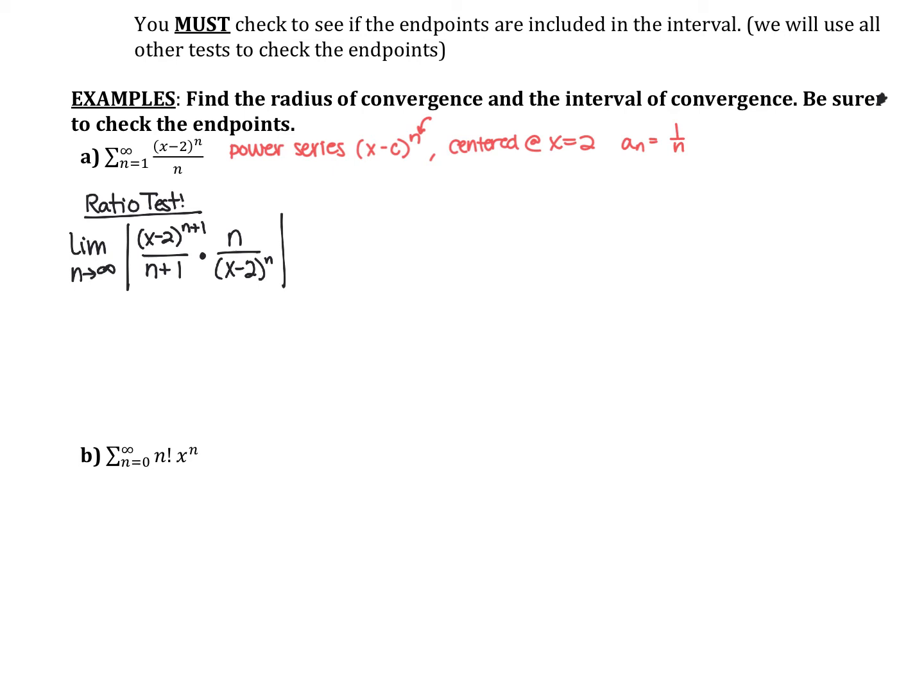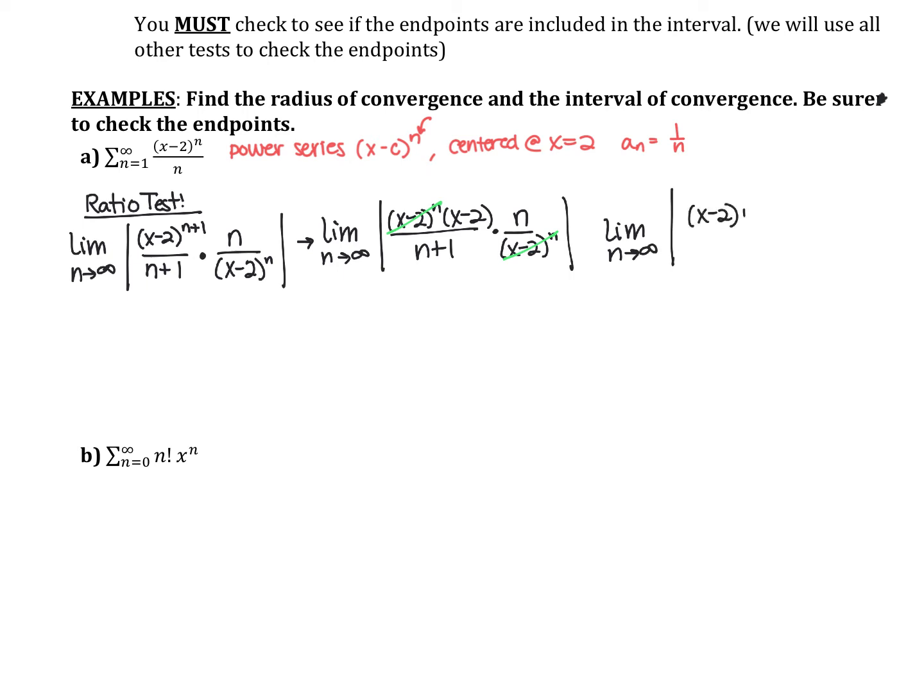And remember, what we would do then is simplify this just a little bit. So we have the limit as n approaches infinity of (x minus 2) to the n times (x minus 2) over n plus 1 times n over (x minus 2) to the n. And we would do this because we know these terms cancel. Unfortunately, nothing else cancels, but it leaves me with this expression: the limit as n approaches infinity of (x minus 2) times n over n plus 1.